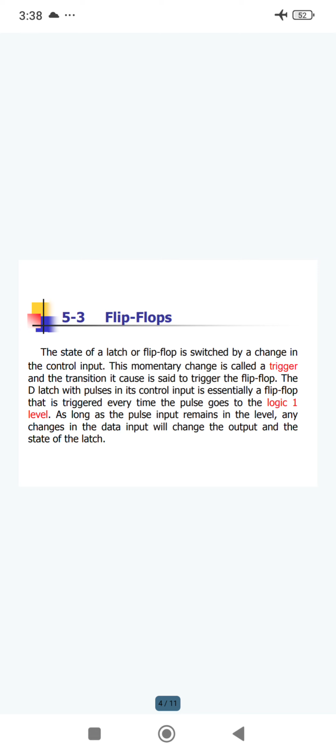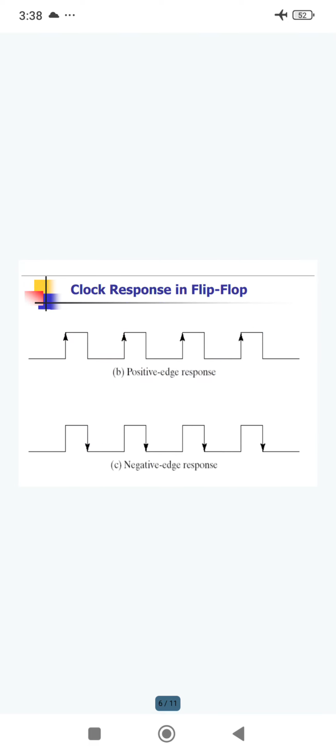The flip-flop is a device that normally samples its input and changes its output only at a time determined by the clock signal. The latch is a sequential device that checks all of its inputs continuously and changes its output at any time, independent of the clock signal. So that is the definition of flip-flop and latches. Okay. This is the clock response of the flip-flop.